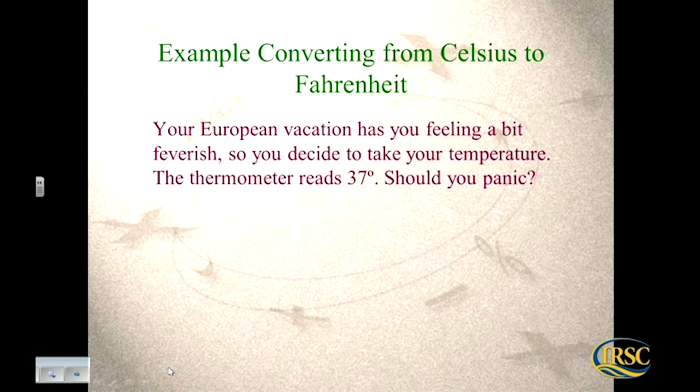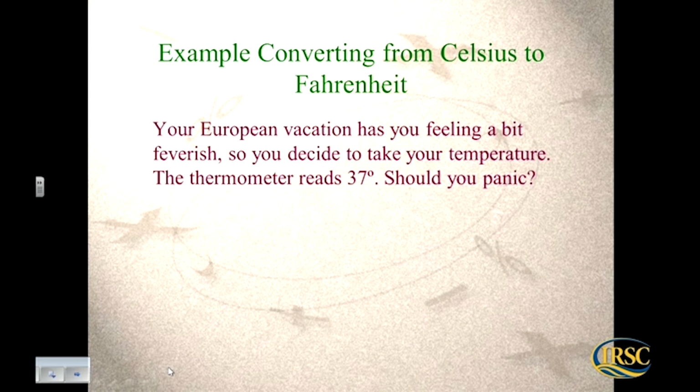Your European vacation has you feeling a bit feverish. By the way, if you grew up in another country, don't give away the answer, okay? Give people time to work it out. Okay, your European vacation has you feeling a bit feverish, so you decide to take your temperature. The thermometer reads 37 degrees. Should you panic?